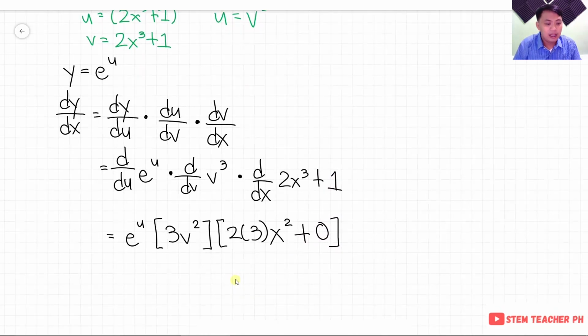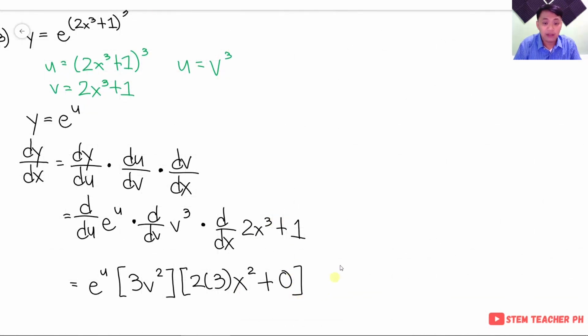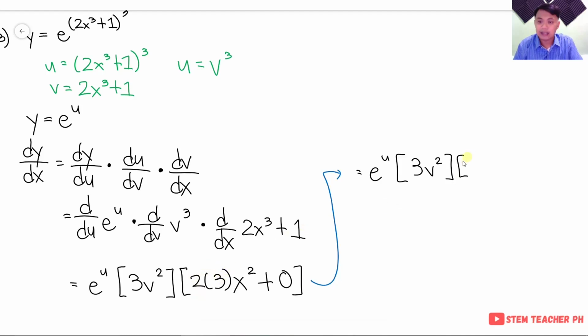Now, we simplify. So, this is equal to, sulat ko na lang dito yung sagot para may reference tayo. Sa kabila, talon tayo dito. So, this is equal to e raised to u multiplied to, we have 3v squared. And then multiplied to, 2 times 3 is 6 times x squared. So, this is 6x squared plus 0. This is still 6x squared. Ngayon, ibalik na natin yung variables in terms of x. As we recall, yung u, that is equal to 2x cubed plus 1 cubed. So, this is just equal to, ibalik natin our e raised to u, that is 2x cubed plus 1 and then cube. Okay?